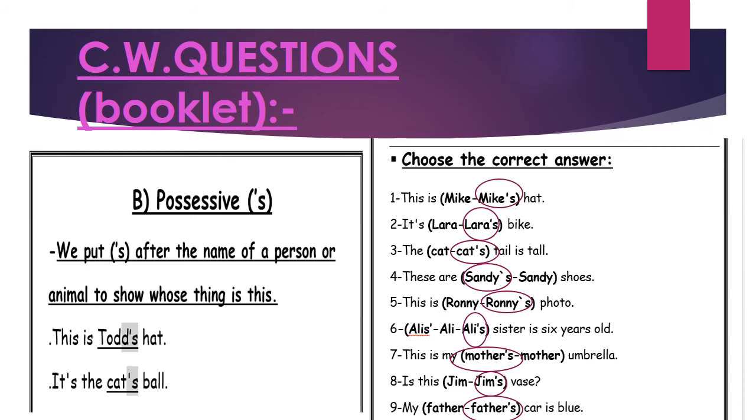Number 8. Is this Jim or James vase? The right answer, James apostrophe s. Number 9. My father's car is blue. So I'm going to choose father apostrophe s. The sentence will be my father's car is blue.